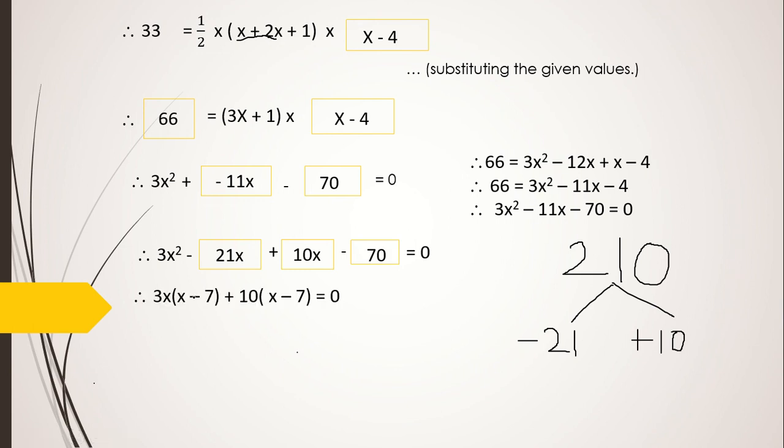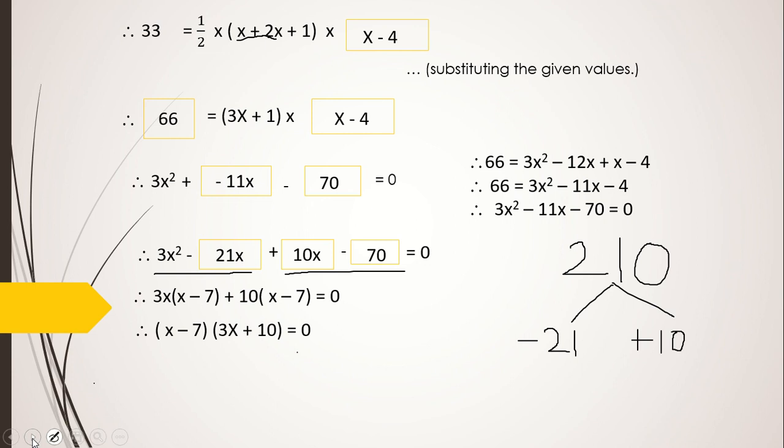Okay, now this is the quadratic equation. We group these two and we group these two. From the first two we take 3x common, so what remains inside is x minus 7. 3 7s are 21. And from the next two we take 10 common, so what remains is x minus 7. So x minus 7 bracket is common. So x minus 7, 3x plus 10. Okay, these are the factors.